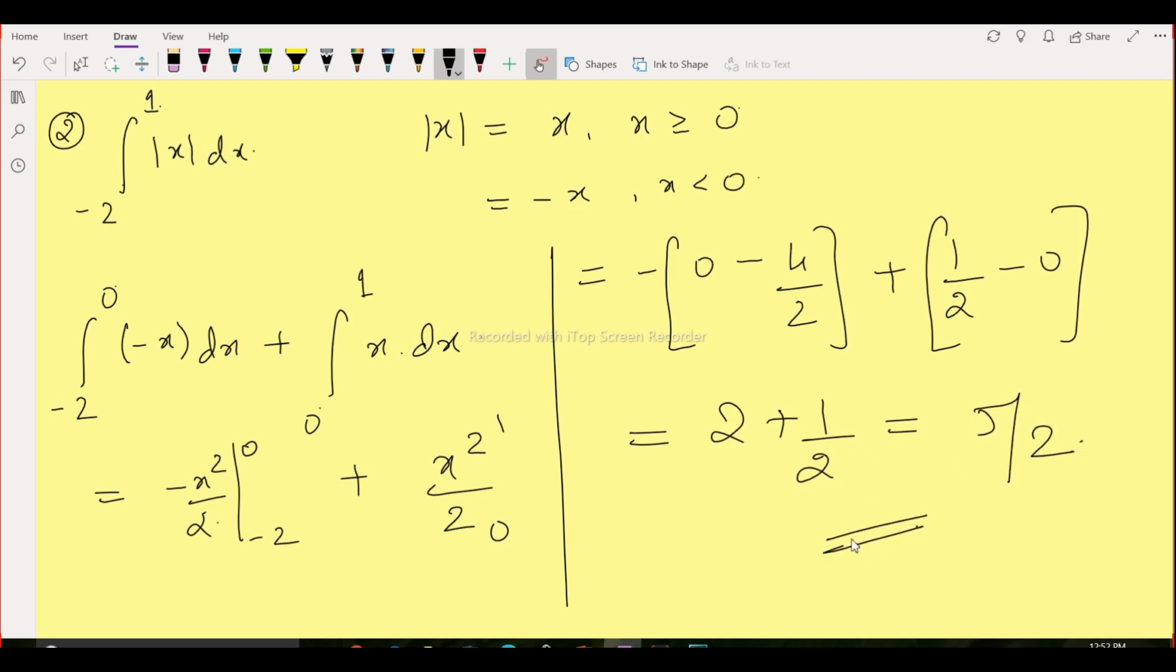So this was one of the lectures on the properties of definite integral. In the coming lectures, we'll check some more properties of definite integration.